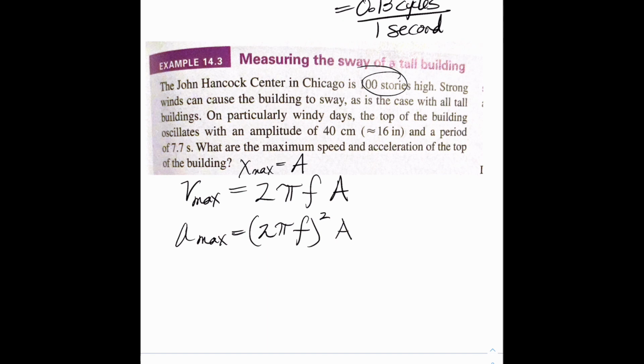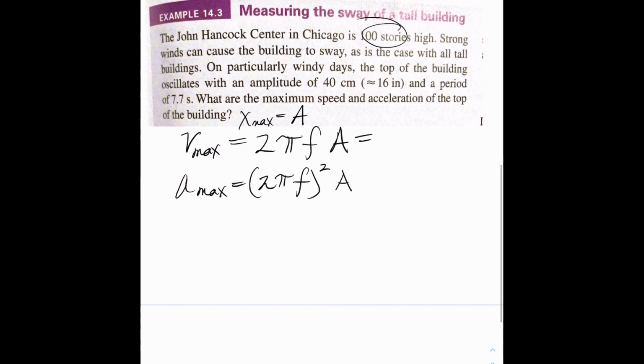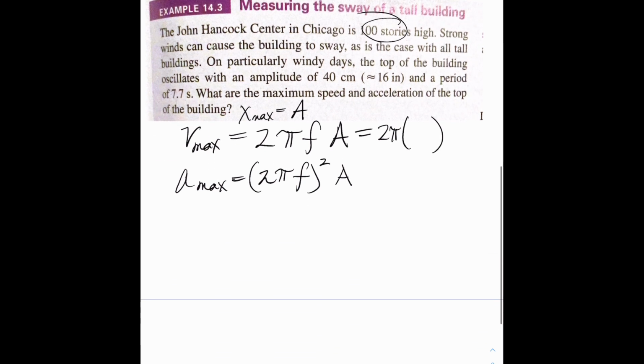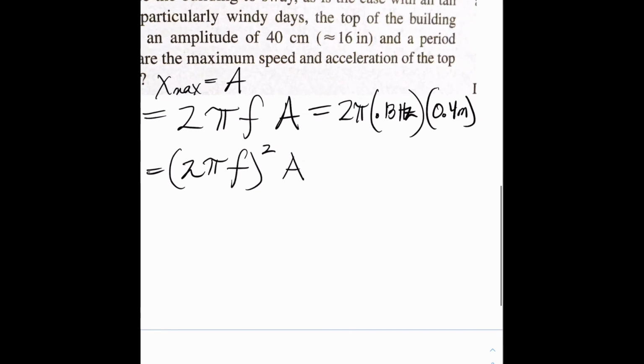All right, coming back down here to Vmax. Vmax equals 2 pi f times the amplitude. Some of these problems, when we use sine and cosine, we have to set our calculator into radians, but not in this one. We're not doing any sines or cosines here for the maxes. If we had an equation for velocity or acceleration, we would have to. So we have 2 pi times the frequency, which we said was that 0.13 hertz, and the amplitude was the 40 centimeters, so 0.4 meters.